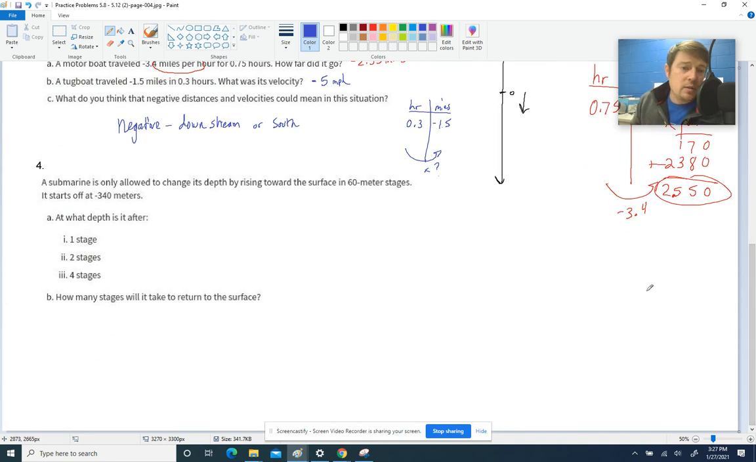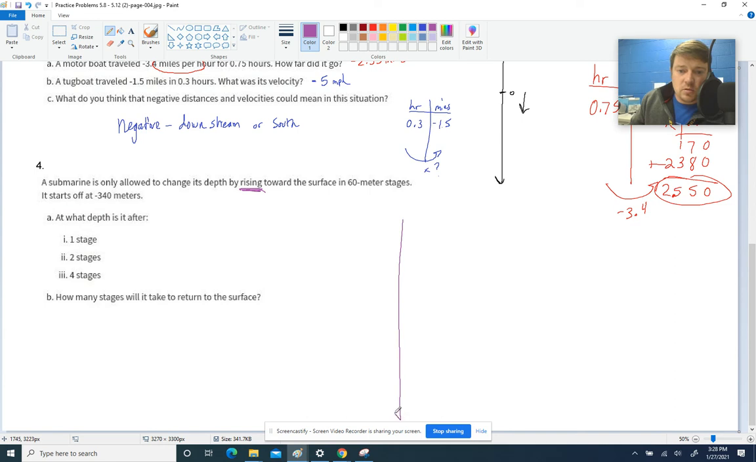Let's look at the last question. We've got a submarine, and it's only allowed to change its depth by rising toward the surface in 60-meter stages. Okay, so 60-meter stages, and it starts off at negative 340, and we want to know its depth after 1, 2, and 4 stages. All right, so changing its depth and it's rising toward the surface.